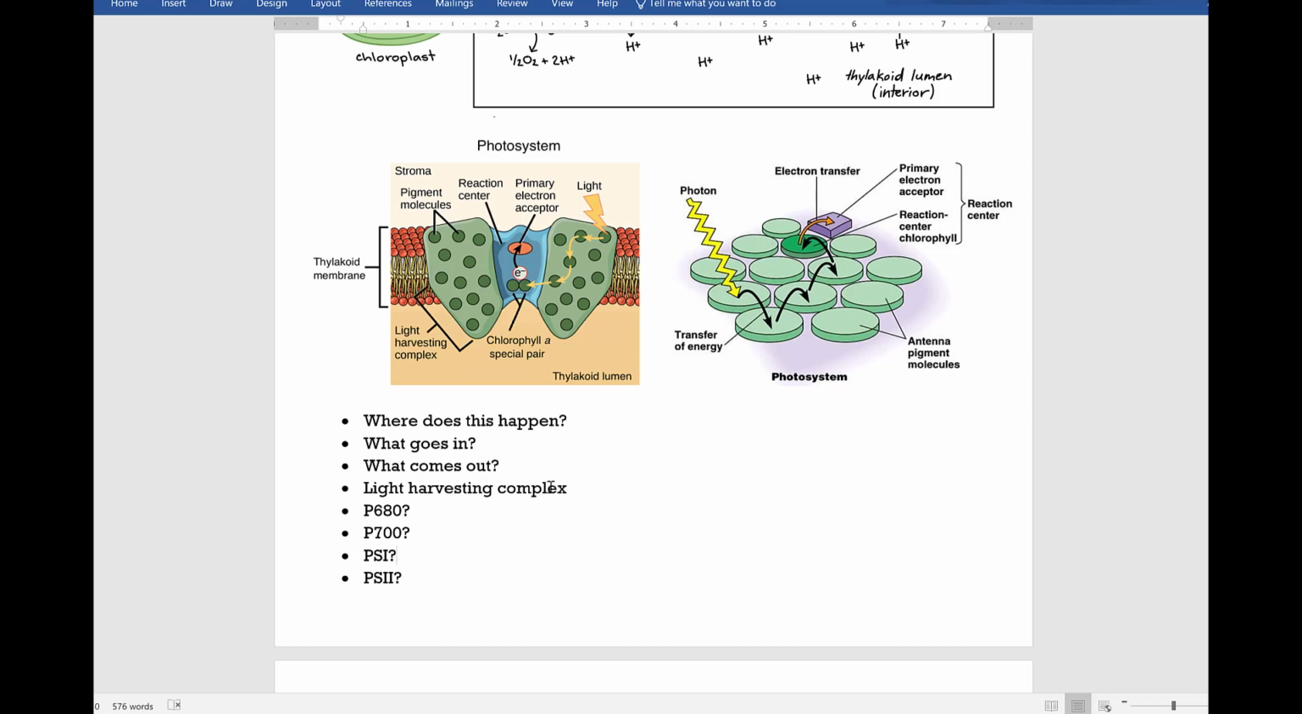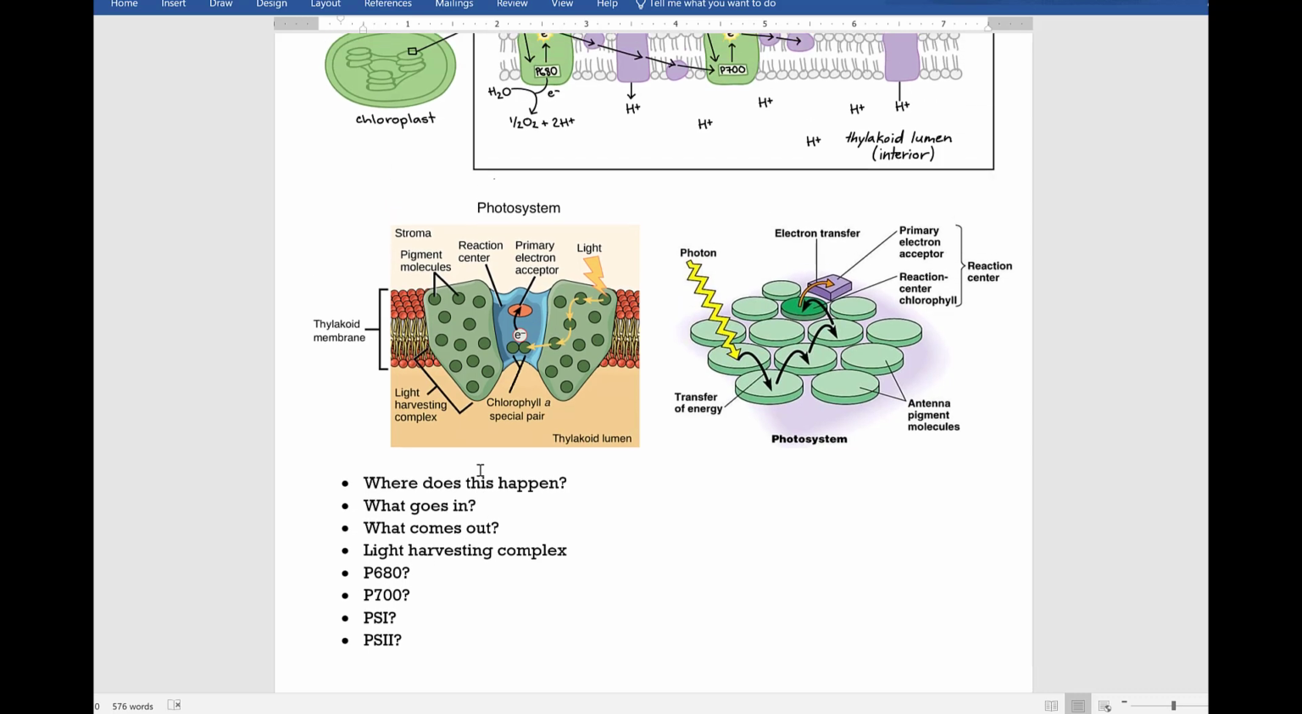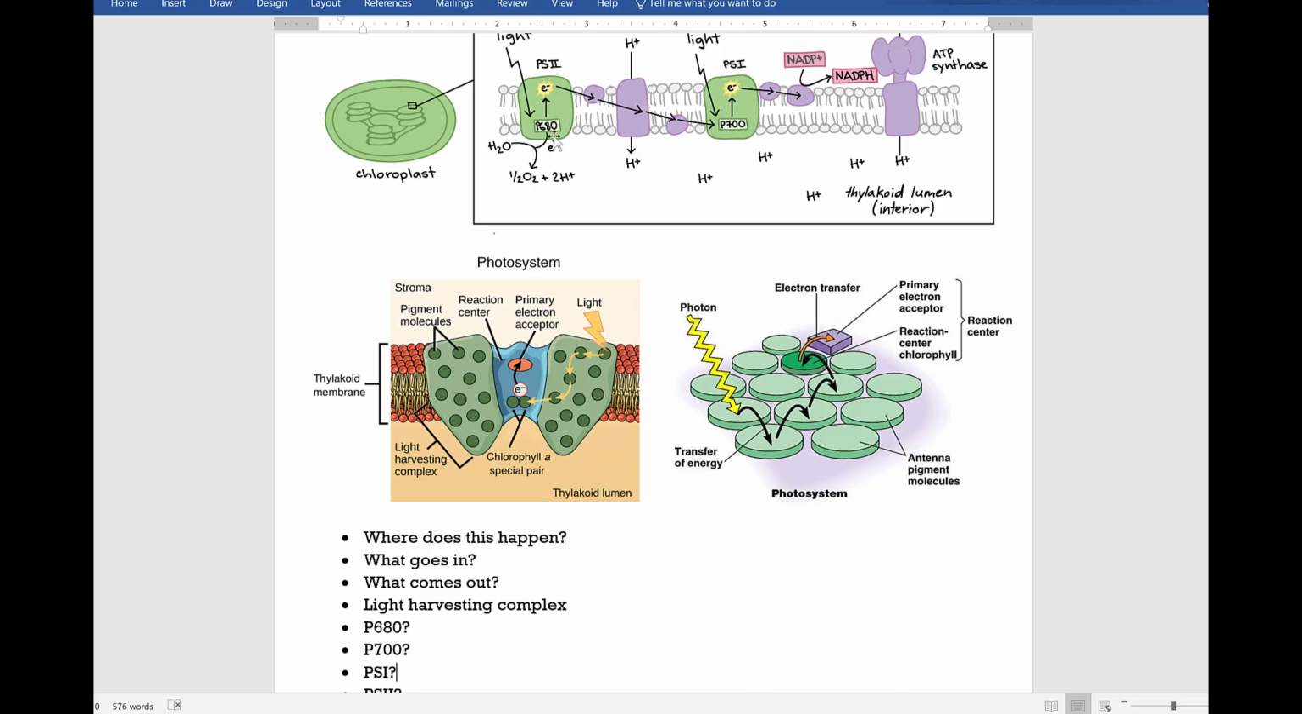The light harvesting complex is part of the photosystem, and it's the part of the photosystem that has all the antenna molecules or the accessory pigments, so we've got a lot of molecules there that can absorb photons. P680 is the chlorophyll A molecule in photosystem 2, and P700 is the chlorophyll A molecule in the reaction center of photosystem 1.